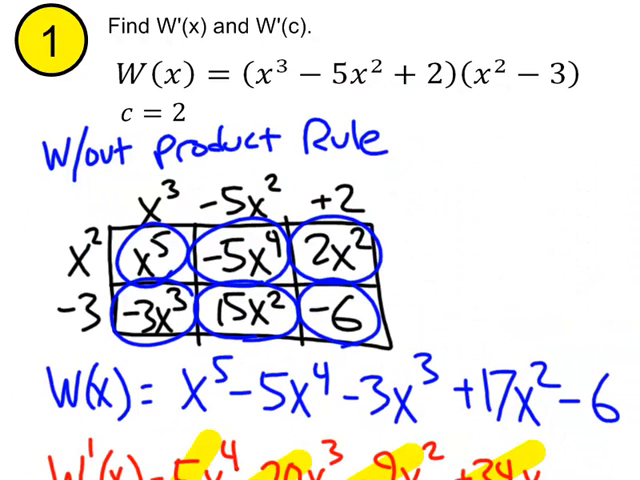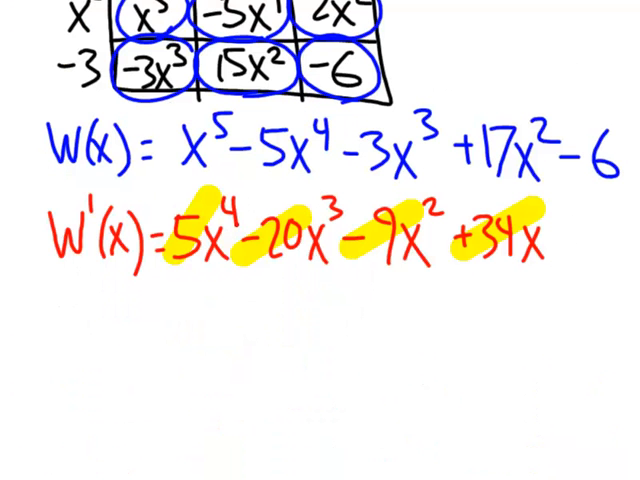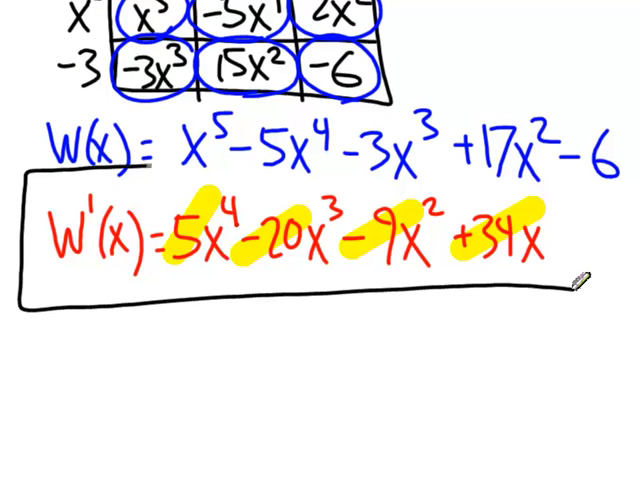All right, so again, what did you like better? Did you like the product rule, or did you prefer just distributing out and deriving? It really is your choice in this case. But let's go on to the next exercise where we don't really have a choice.